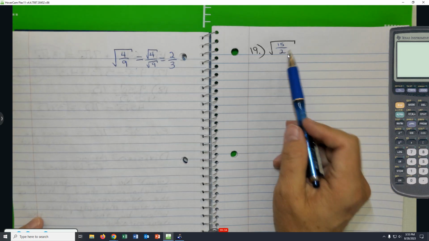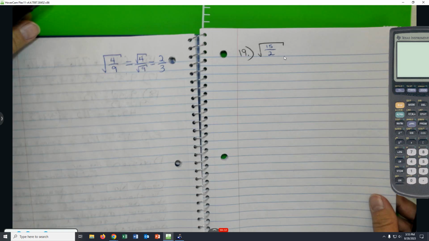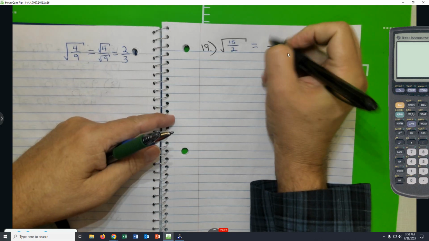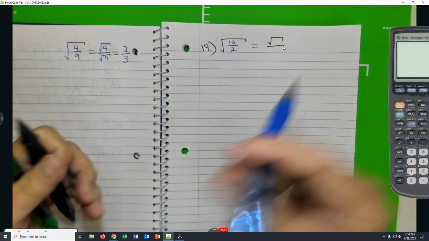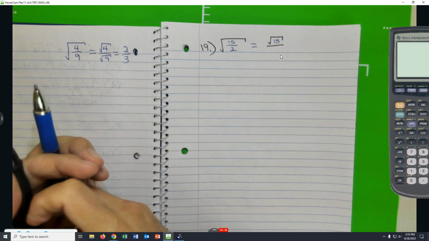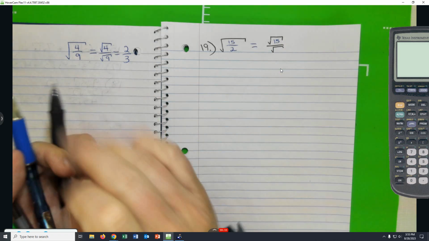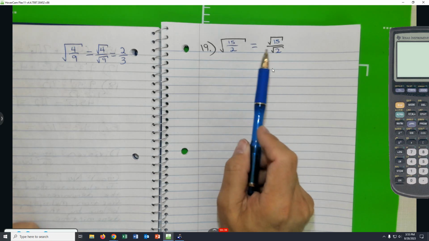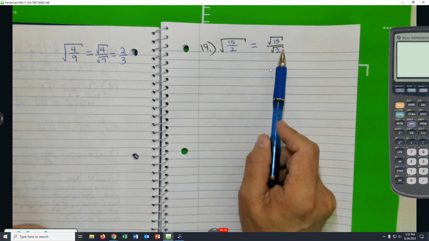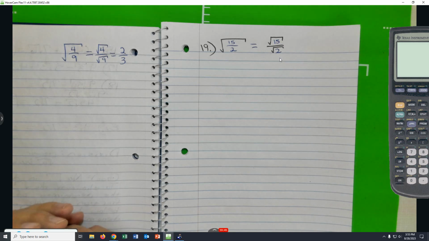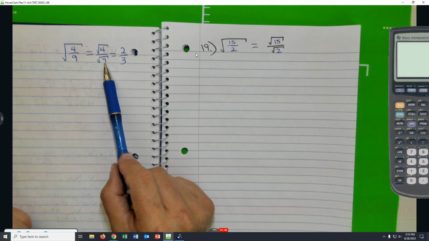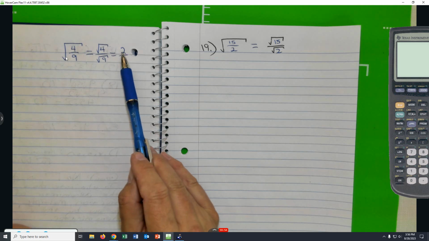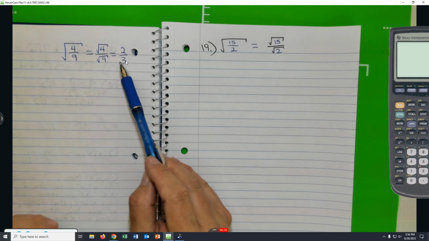In general, if you have a fraction under a square root, you can rewrite it as the square root of the top, 15, divided by the square root of the bottom, so the square root of 2. The square root of a fraction can be rewritten as the square root of the numerator divided by the square root of the denominator. The logic being the same way we were able to do this. How would you get the square root of 4/9? What do you square to give yourself a 4? A 2. What do you square to give yourself a 9? A 3.